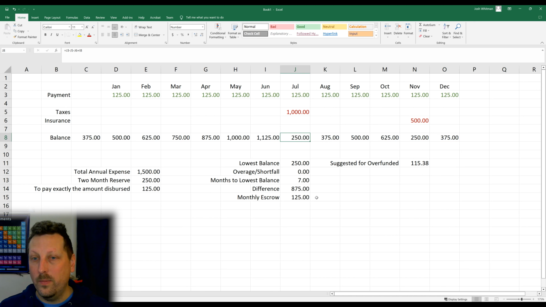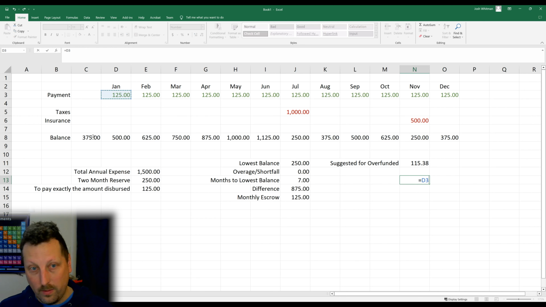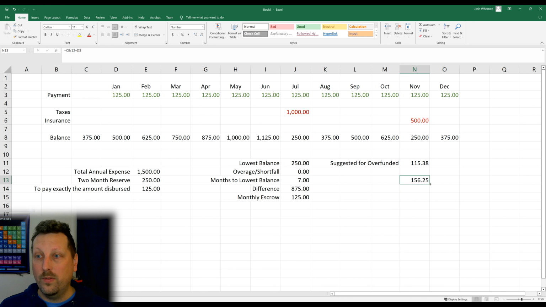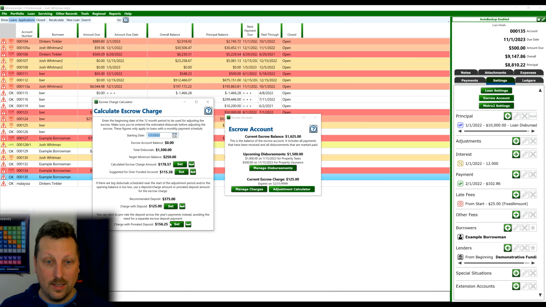RESPA has one more option, which is to take that deposit amount and prorate it over 12 months. So if we take the deposit, divide by 12, and add the monthly amount, that's $156.25. So instead of saying, give me one check for $375, let's divide that by 12 and add that to the escrow every month. And that's this $156.25 right here.